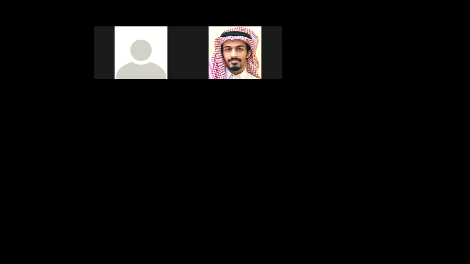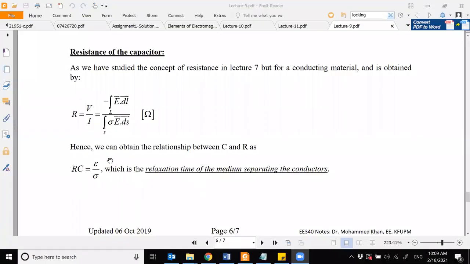See? So let me share it. So if you see here, you just require to know this. RC is epsilon over sigma. So these are the material properties. Once you know the material properties and once you know the capacitance, you can easily find the resistance. And that's the reason we are not concentrating much on the resistance.